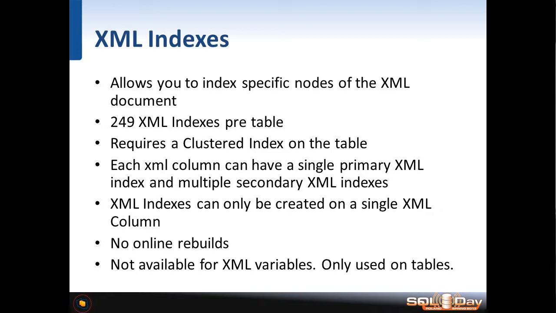When you're creating your XML indexes, you cannot create multi-column XML indexes. So XML indexes are created on a single column and only on a single column. If you need XML indexes on 2 or 3 columns, you simply create a single primary XML index on each one, and then you create a secondary XML index on each of those primary XML indexes.